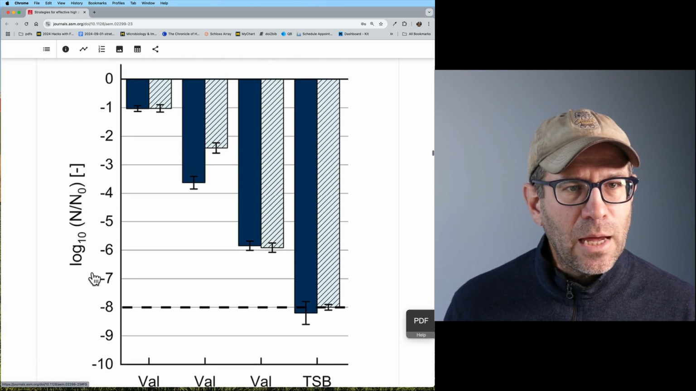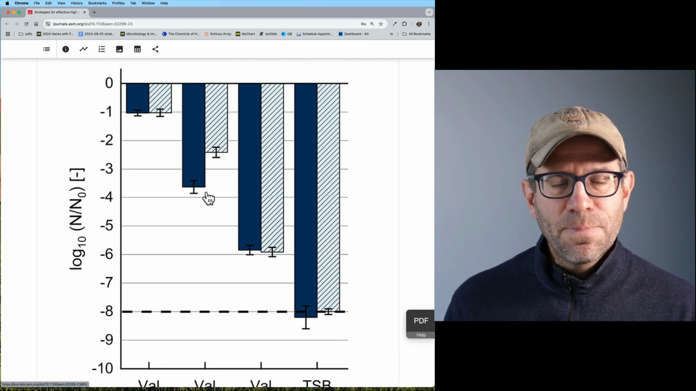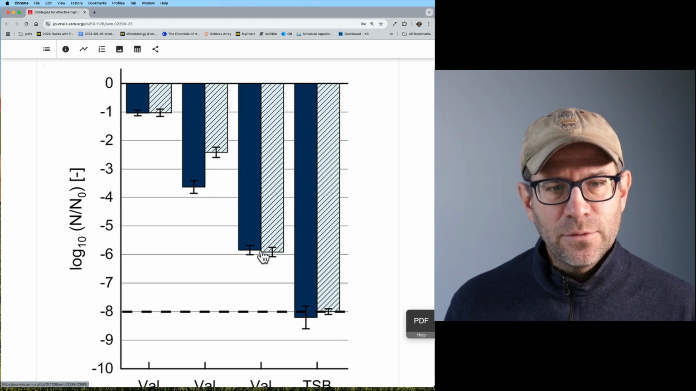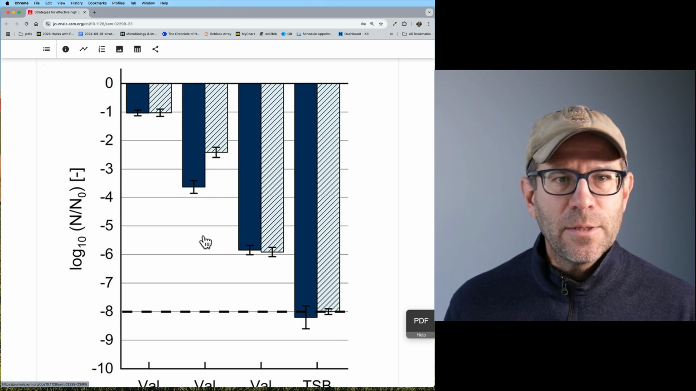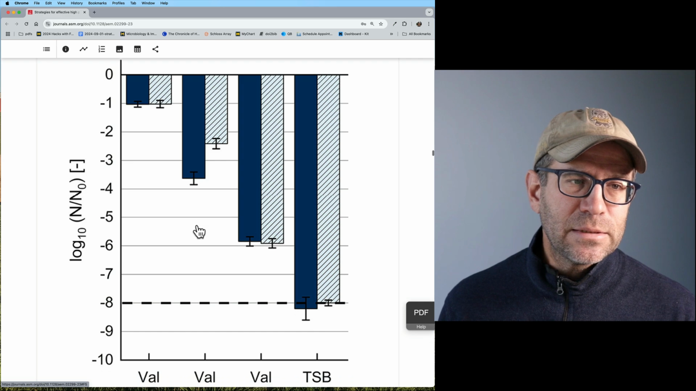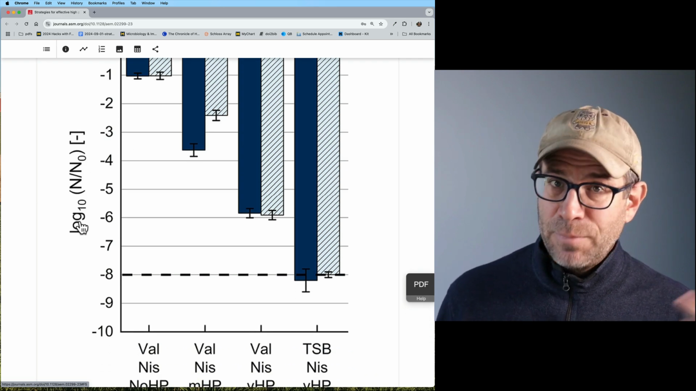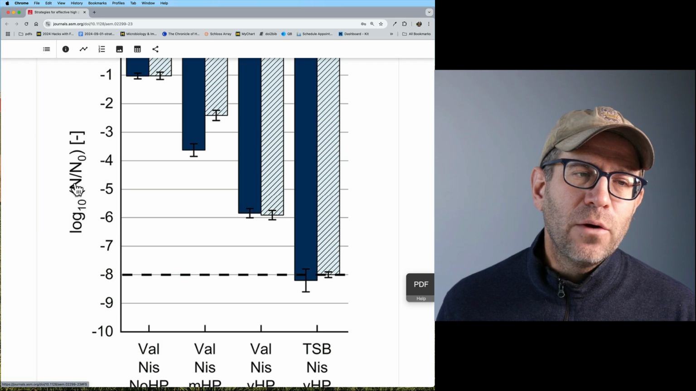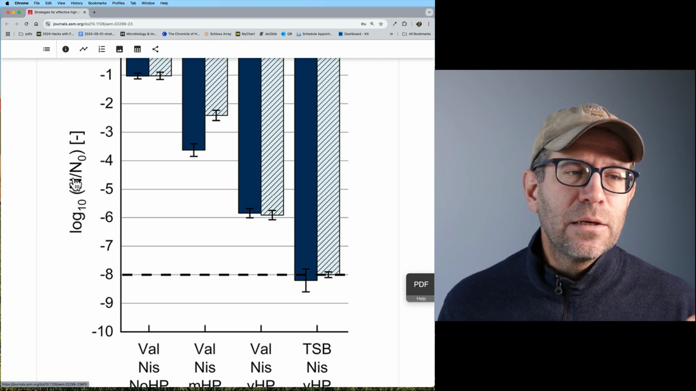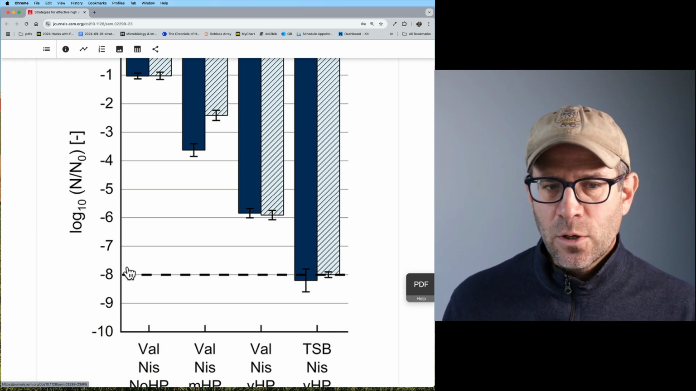And so, yeah, we have these bars. And we can think of the limit on each of those, the bottom limit, as being the mean plus or minus the standard deviation. The y-axis then is the log base 10 ratio of the number of cells divided by the total number of cells that were used in the experiment.